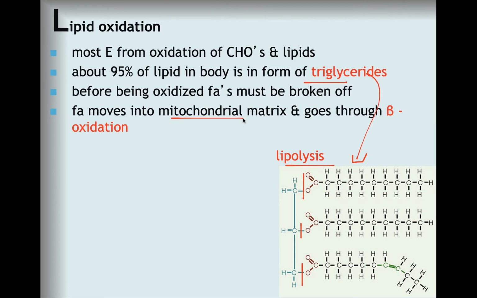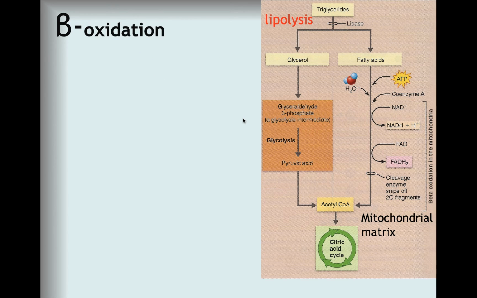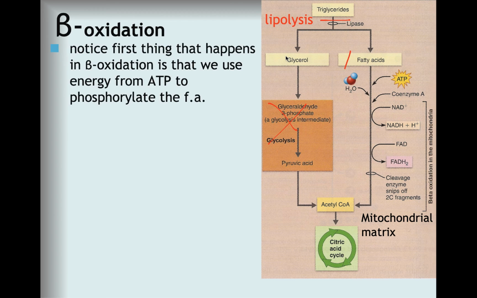Well, what's happening in beta oxidation? We start with lipolysis, take the triglyceride and cut off the fatty acids, and we have the glycerol. We could actually build it into other things, but this doesn't happen very easily. It's more likely that we'll send it to the liver and it will be used in gluconeogenesis.